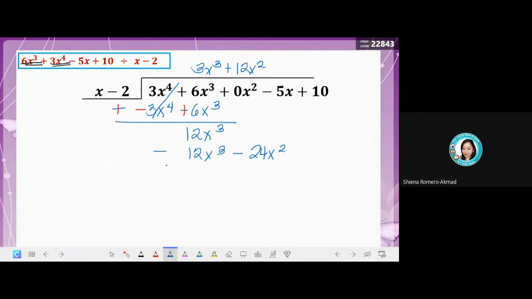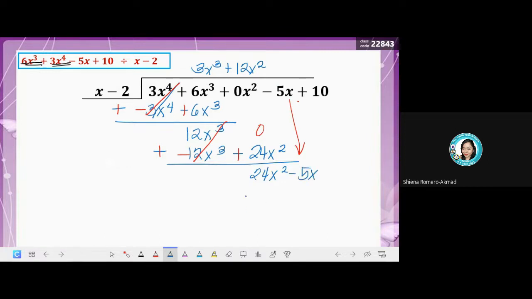So, subtract, change the sign, proceed to addition. That's why I no longer wrote it here, because automatically this is 0. When I add that, this is already 0. When I add here, my answer will be 24x squared. Next, let us bring down the 5. So, we have here negative 5x.